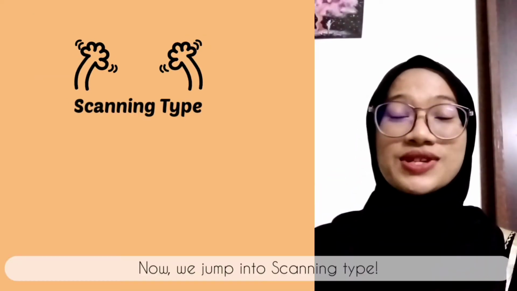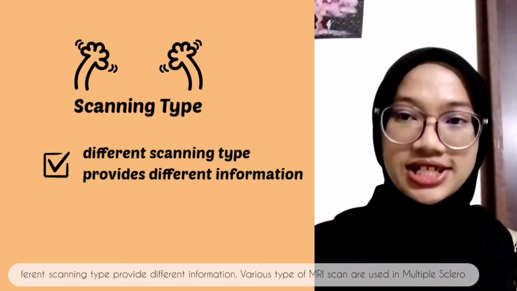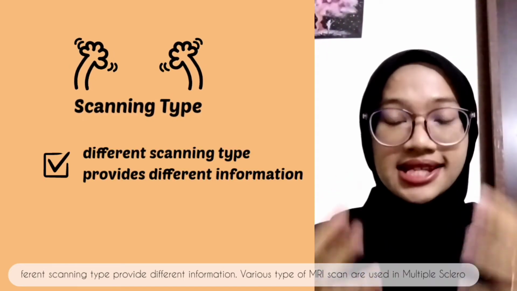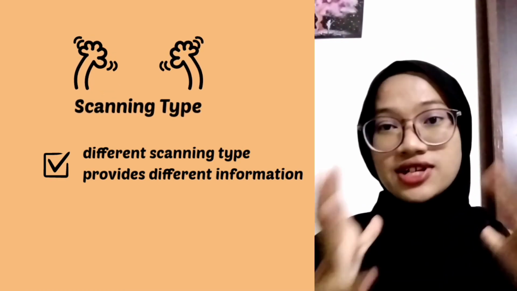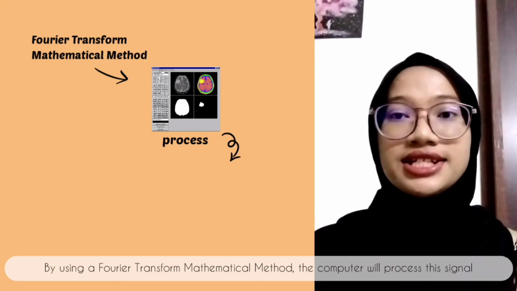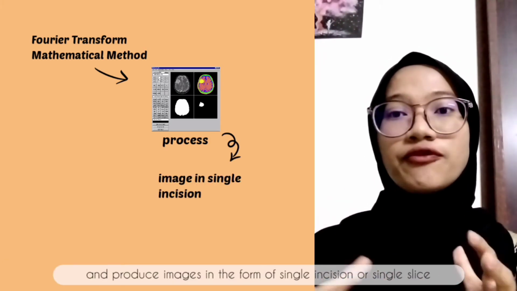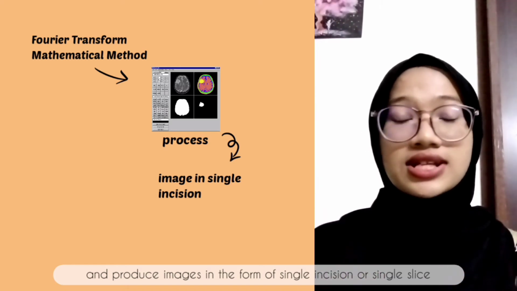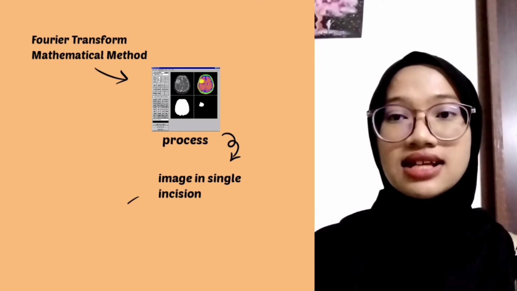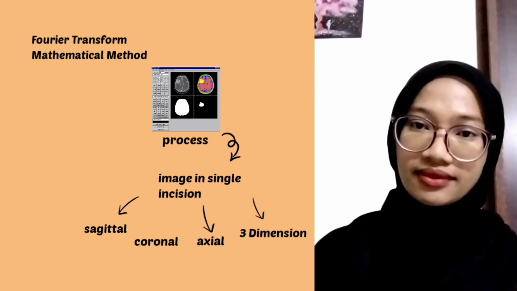Now we jump into scanning types. Different scan types provide different information. Various types of MRI scans are used in multiple sclerosis. By using a Fourier transform mathematical method, the computer will process these signals and produce images in the form of a single incision or single slice, either in sagittal, coronal, and axial plane, or in 3 dimensions.